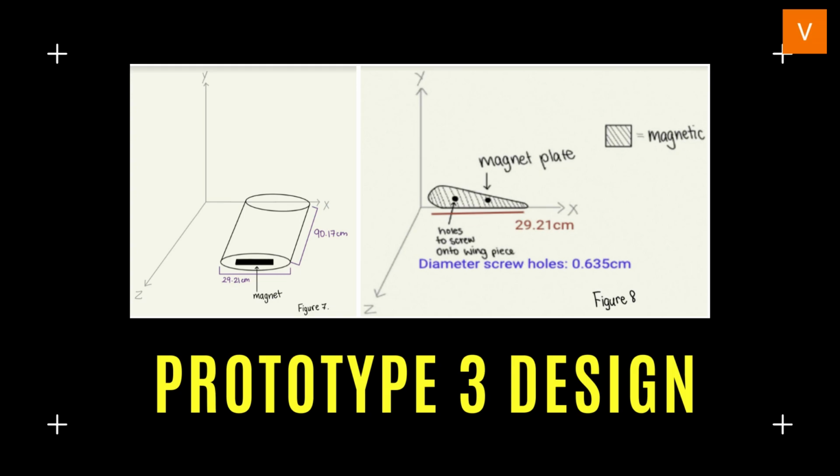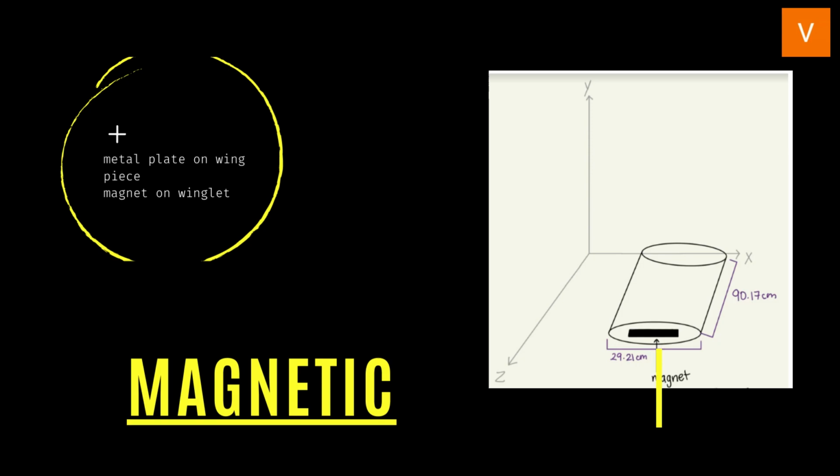The last design involves attaching a metal plate to the side of the wing piece using screws, also constructing a winglet with the magnets embedded inside of it. Then the winglet is attached to the side of the wing piece using the force of attraction from the magnets.